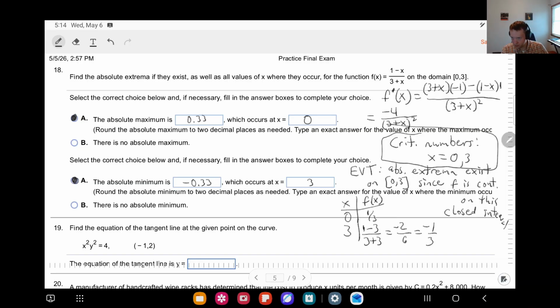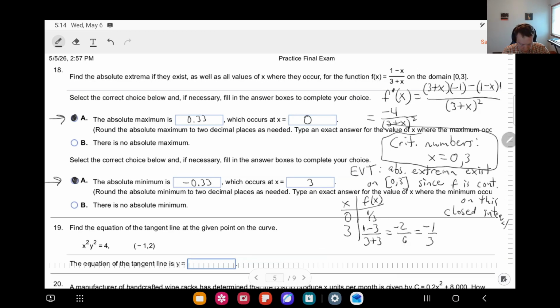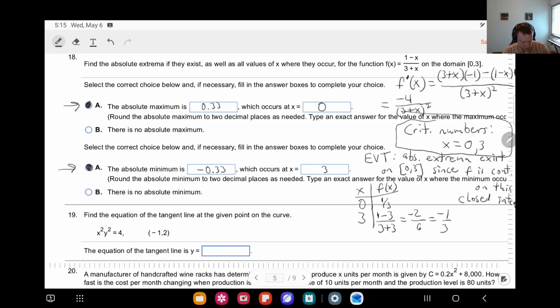It's because of the extreme value theorem, by the way, this EVT here. That's why we know that both of these answers are A, that the absolute max and the absolute min both exist, because the function f of x is continuous on our closed interval. The only problem point would be -3 for x. That's not on our interval at all. So, got it.